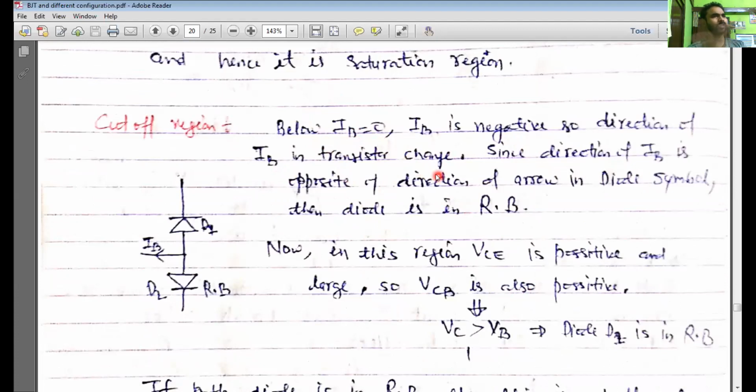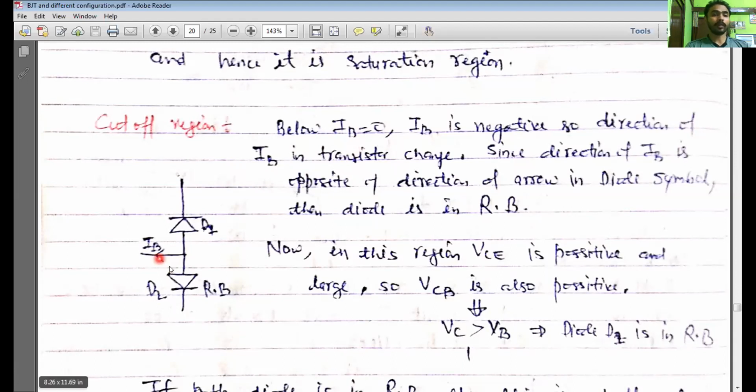When we say current negative, it means what? We change the direction of the current. So if you change the direction of the current, what will happen? Your diode which was in the forward bias will become the reverse bias. The diode which was in the forward bias will convert into a reverse bias.